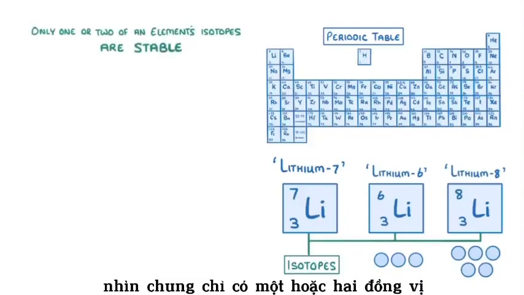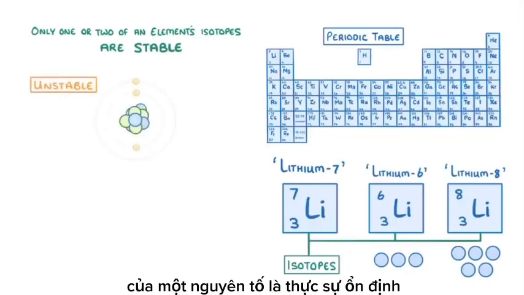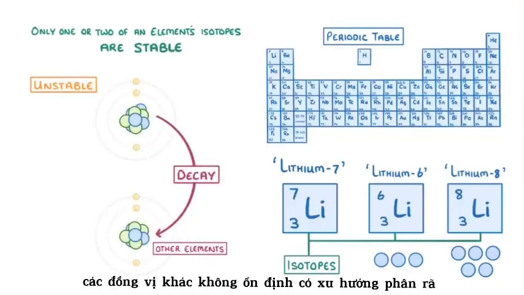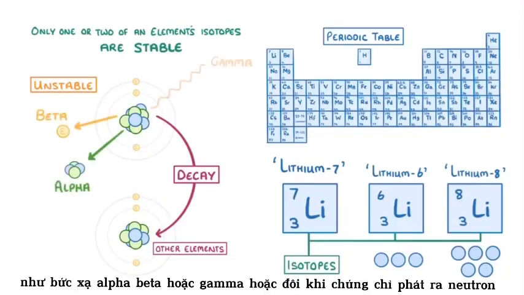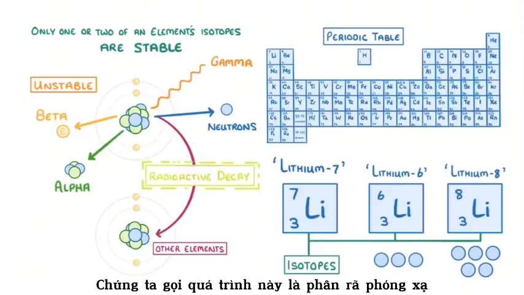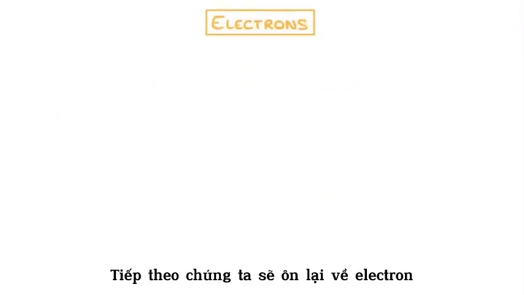Now generally, only 1 or 2 of an element's isotopes are actually stable. The other isotopes, which are unstable, tend to decay into other elements by emitting radiation like alpha, beta, or gamma radiation. Or sometimes they just emit neutrons. We call this process radioactive decay. For now though, we need to take a closer look at the electrons.